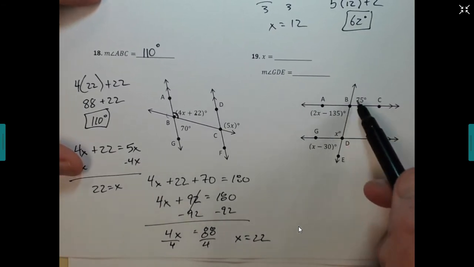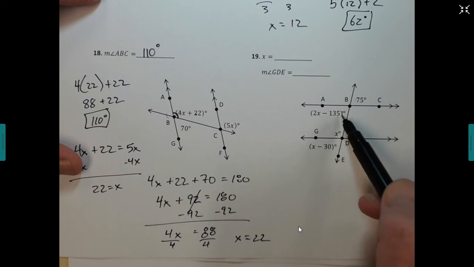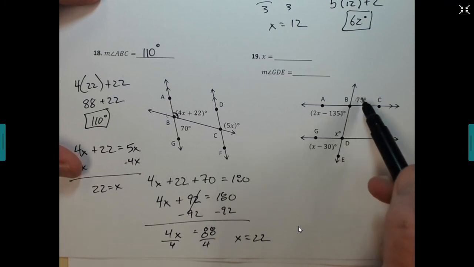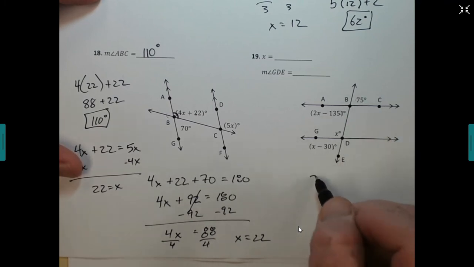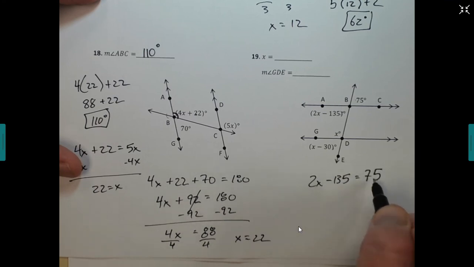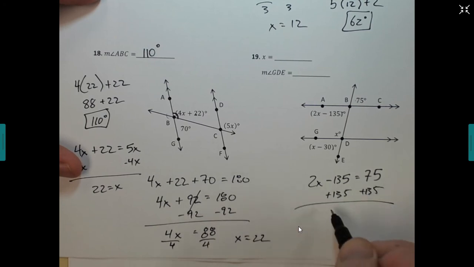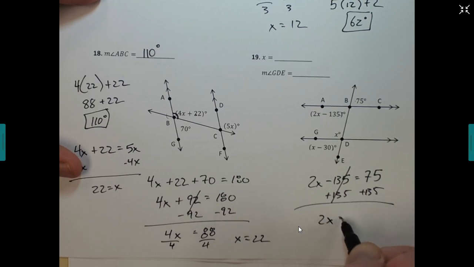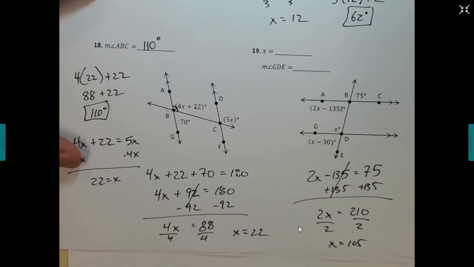Here, I can either set up these vertical angles as equal or my corresponding angles. I think I'm going to go vertical. 2x minus 135 equals 75, but both equations would have been correct. Add 135 to the other side. What is that? 210? X is 105.